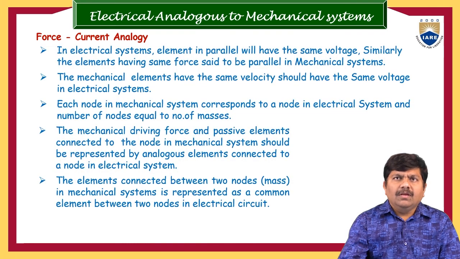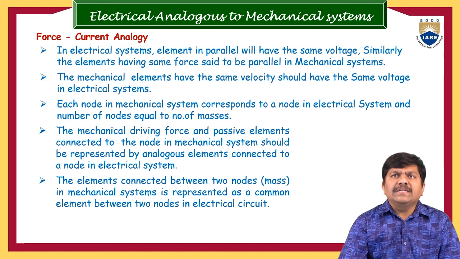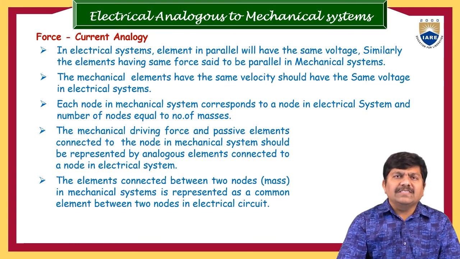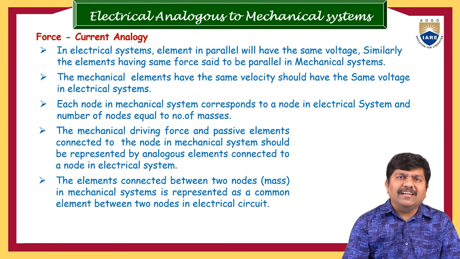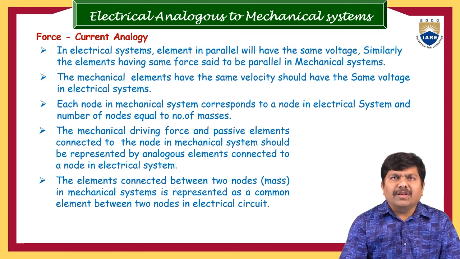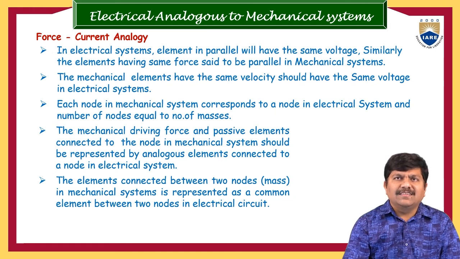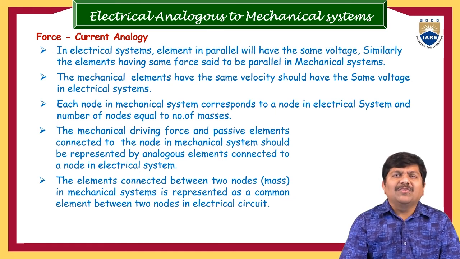Just as concluding remarks, as we have observed, in an electrical system, elements in parallel will have the same voltage. Now, how many elements are connected? If they are in parallel, the voltage across every element will remain the same. Similarly, elements having the same force are said to be in parallel in the mechanical system. If the force is the same, they will move with the same velocity. The mechanical elements having the same velocity should have the same voltage in the electrical system, because these two are equivalent analogous parameters if the force is assumed to be equivalent to the current in the electrical system.